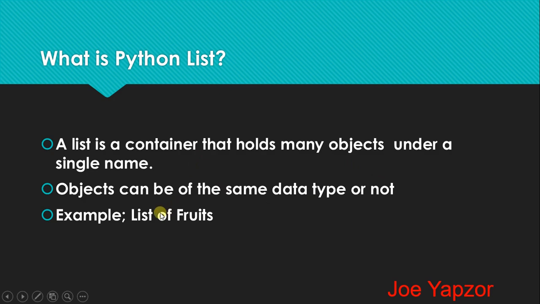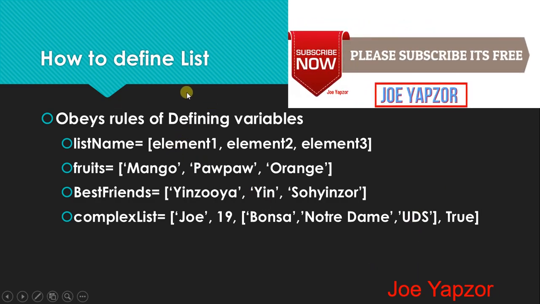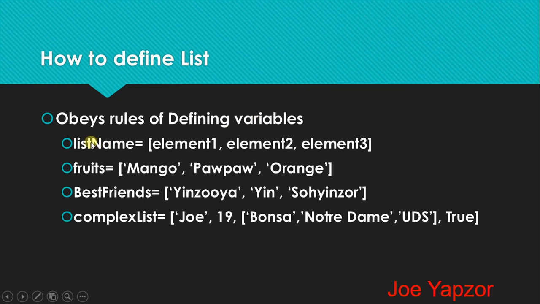A typical example of a list is a list of fruits. If you are asked to mention a number of fruits you know, you can put them in the form of a list. So how do we define a list in Python? The list name obeys the rules of variable names, with the list name on the left-hand side and the list elements on the right. In Python, we use square brackets, so everything is captured within square brackets and separated by commas.